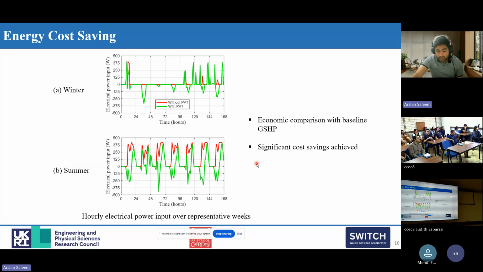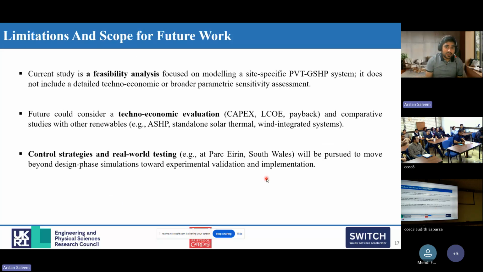Weekly energy use decreased from 5.7 kilowatt hour to 0.43 kilowatt hour in winter, and in summer from 29 kilowatt hour to around 4 kilowatt hour, which led to a household energy saving of 2.5 pounds for winter and around 11.5 pounds for summer. So next, we'll look at the limitations and scope for future work.